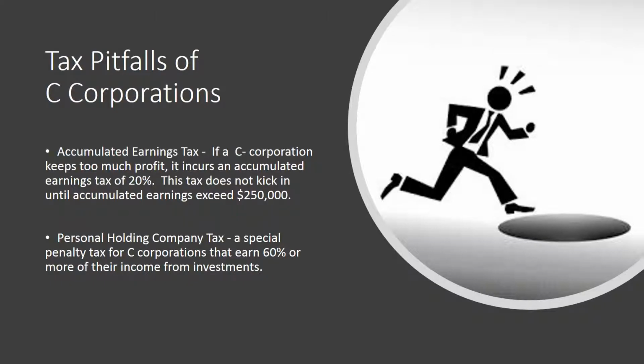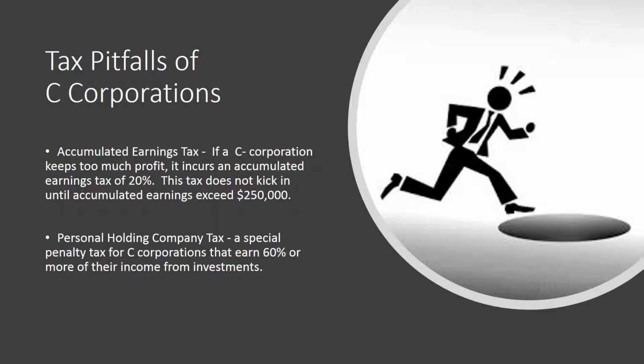Tax pitfalls of C corporations. A C corporation faces two other potential federal taxes that other business entities don't have to worry about. Accumulated earnings tax. An advantage of a C corporation over other business entity forms is its ability to accumulate earnings to fund growth. These earnings are taxed to the corporations, but often at lower rates than if they are distributed to the shareholders. If, however, a C corporation keeps too much profit, it incurs an accumulated earnings tax of 20%. This tax does not kick in until accumulated earnings exceeds $250,000.